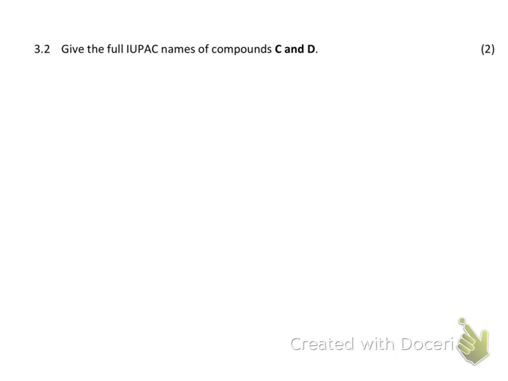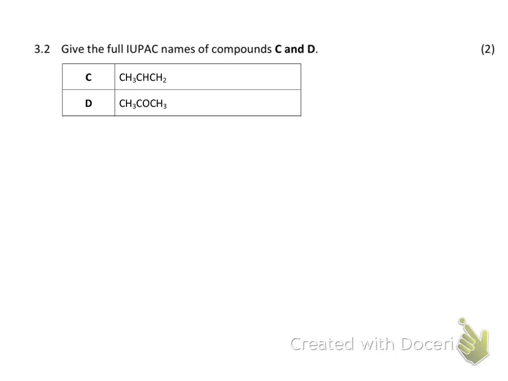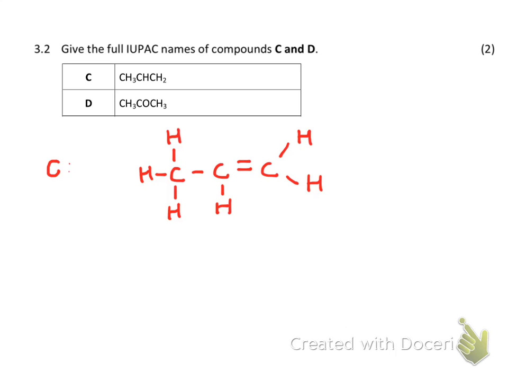Question 3.2, full IUPAC names of C and D. There they are. Let's start with C. We have a 3-carbon chain there, CH3CH2, so I've shown the 3-carbon chain. Let's start from the left. The first carbon has got 3 hydrogens on it, there we have them. The second carbon has just got 1 hydrogen, and the third 2, which means that there must be a double bond between those 2 carbons.